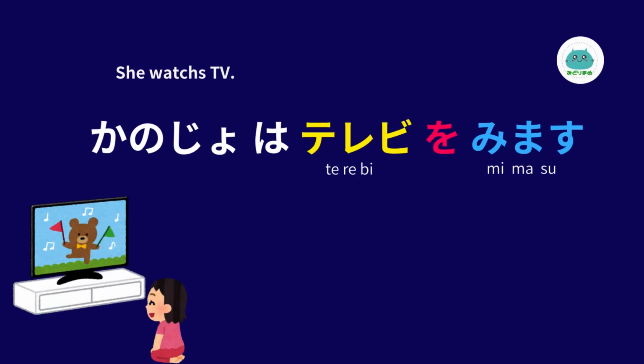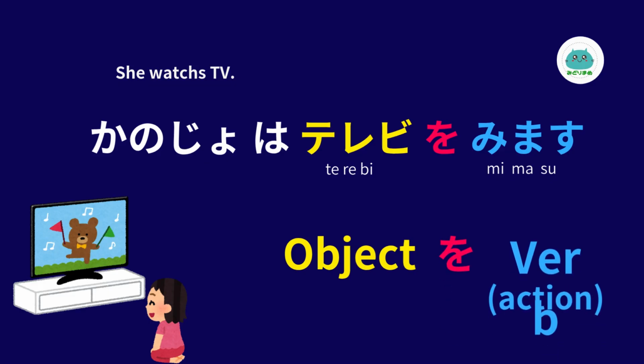Let's look at another example. テレビを見ます, which is she watches TV. テレビを見ます, and テレビ is the object. The particle o shows what she is watching: TV.